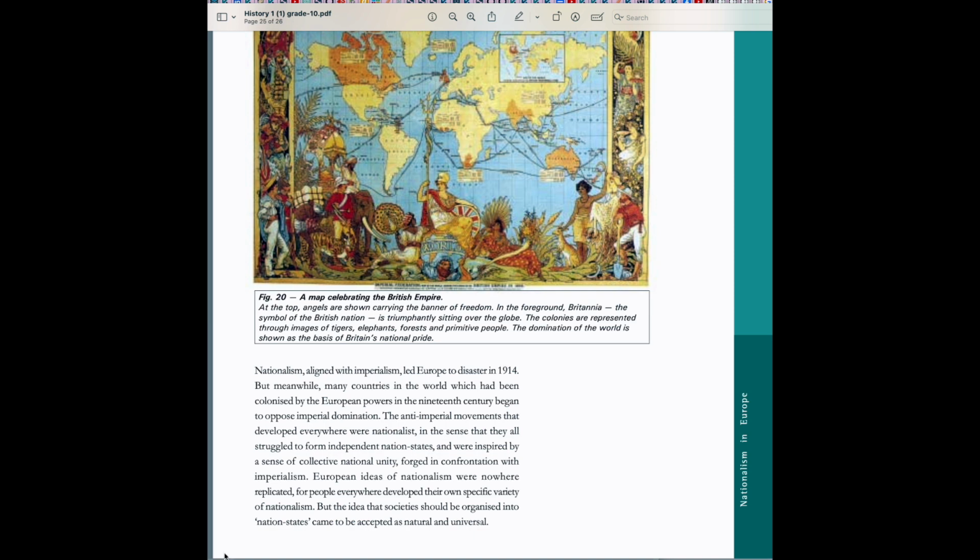European ideas of nationalism were nowhere replicated, for people everywhere developed their own specific variety of nationalism. But the idea that society should be organized into nation states came to be accepted as natural and universal.